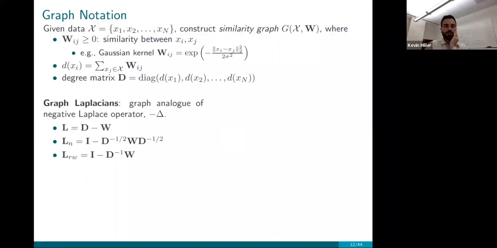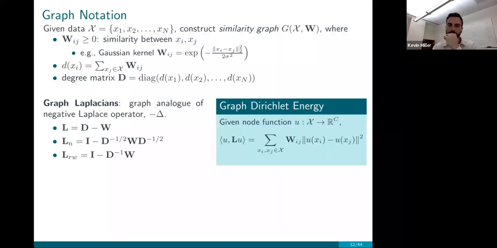From this, we can define a family of graph Laplacian matrices, which are a discrete graph analog of the negative Laplace operator from partial differential equations. Here I've shown the combinatorial graph Laplacian, the symmetric normalized graph Laplacian, and the random walk graph Laplacian, which are three common matrices in graph-based semi-supervised learning. For my purposes at this point in the introduction, these graph Laplacians correspond to capturing clustering structure.